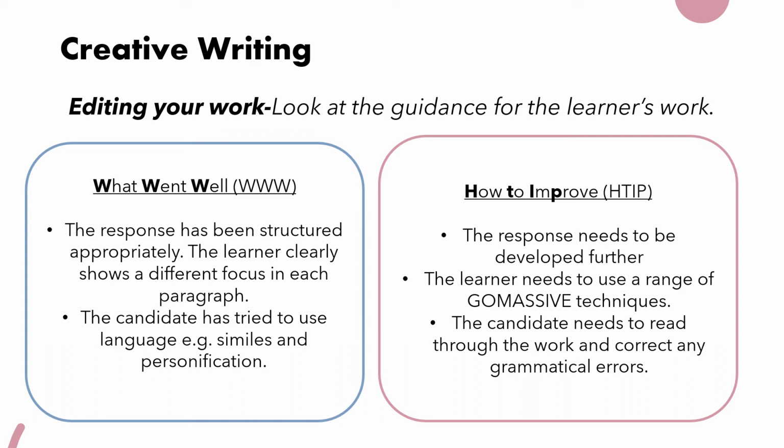The candidate also needs to read through the work and correct any grammatical errors. Now, if we're marking this for AQA, you get 16 marks for what we call technical accuracy, and that covers things like your grammar, your spelling, your punctuation, all those kind of fun things. So if you're not being aware of those things, if you're not making those corrections, then it's a real easy way to lose out on some key marks.